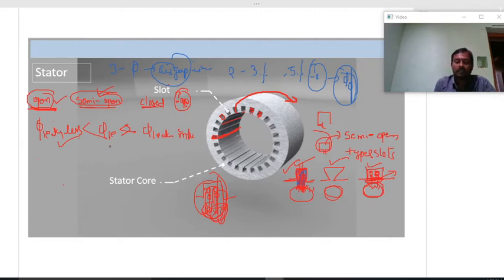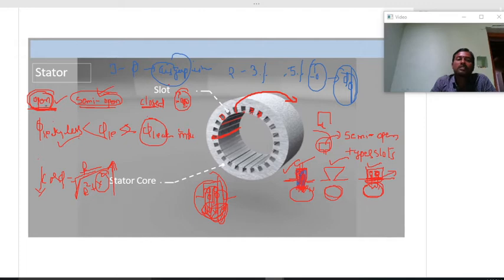You can also remember this: cos phi equals R by under root of R square plus X square. If the excitation current increases, X increases. If X increases, the power factor decreases. So in open type slots the air gap is more, so the power factor will be less. Here the air gap is less, so the power factor will be more.